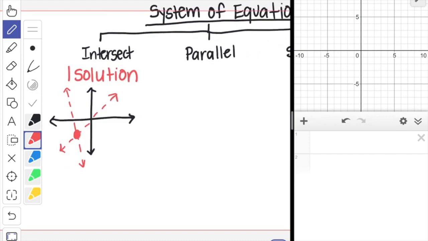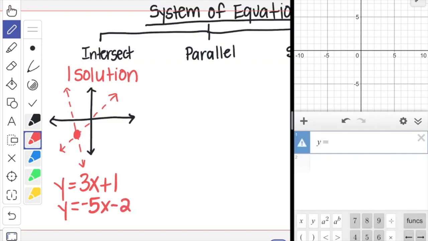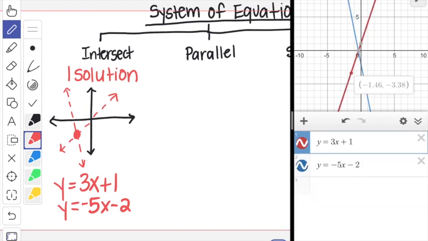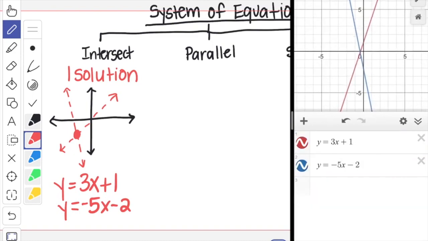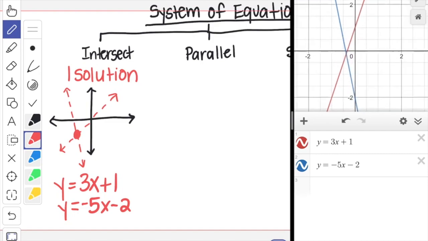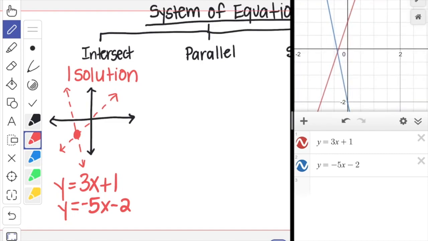But let's say I give you the example and I have y equals 3x plus 1, and I have y equals negative 5x minus 2. So if I come over here in Desmos, I have y equals 3x plus 1, and I have y equals negative 5x minus 2. So I can see there are lots of intersections going on, and I don't want to know where it's intersecting the x-axis. I don't want to know where it's intersecting the y-axis. Those are x and y intercepts. What I want to know is where are these two lines intersecting each other.